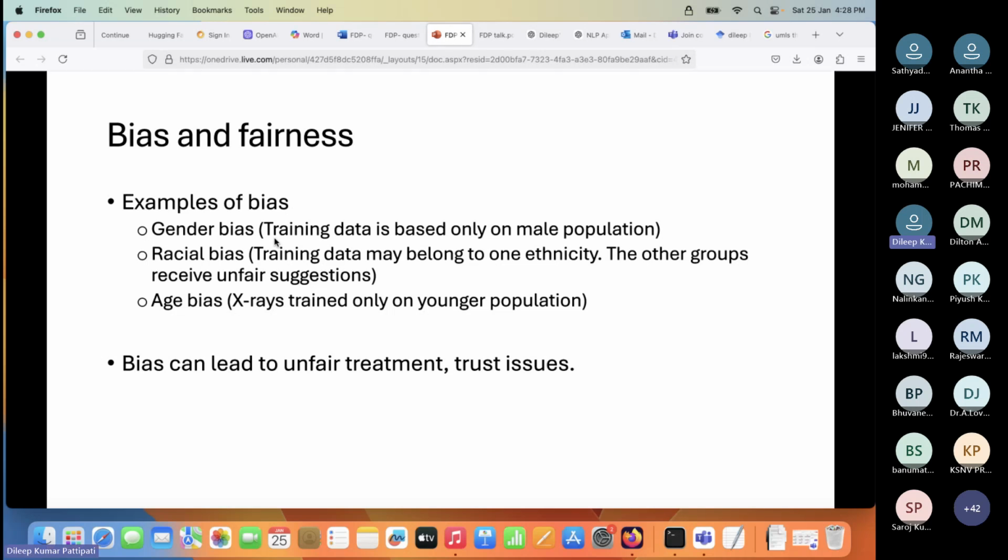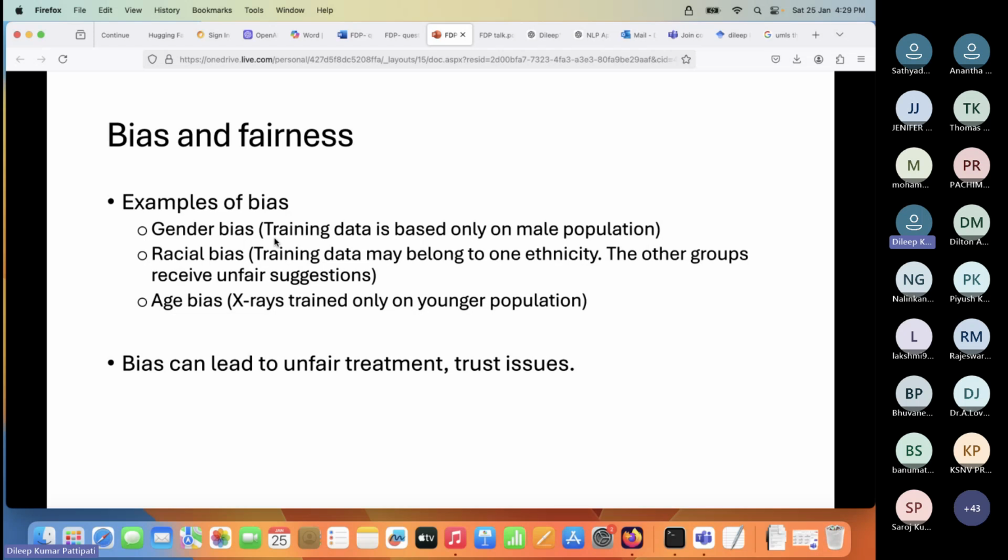So these security principles have to be kept in place, and also bias and fairness. Say, for example, you are trying to develop a system within India for all different groups of people, but the training data is only based on the male population. Obviously, during working, it won't work for the female population, right? So that is an example of gender bias.